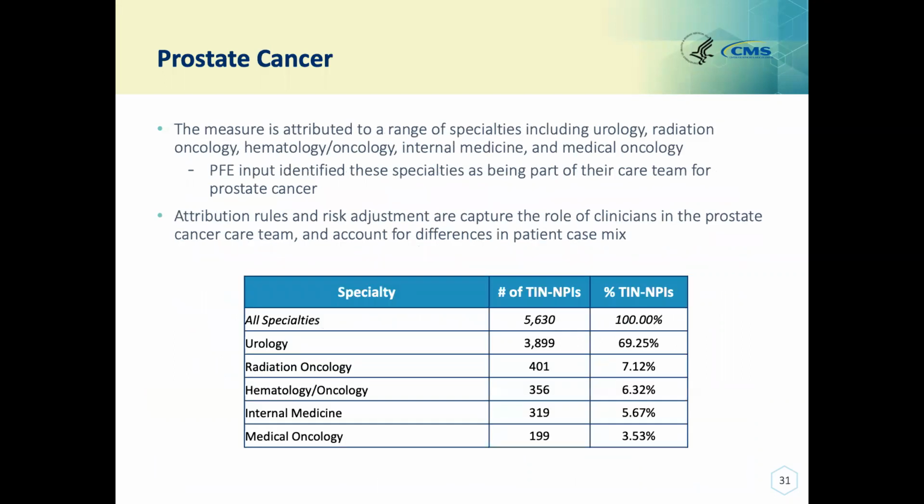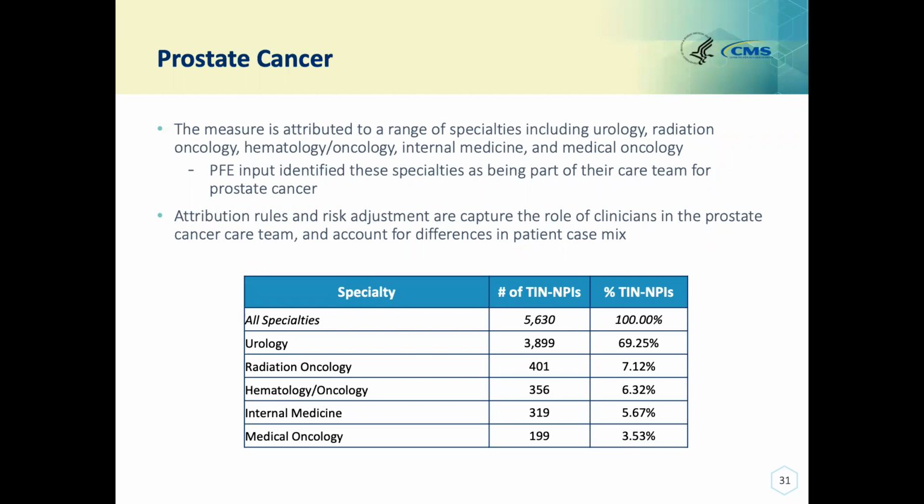This slide shows the specialties who are attributed using the attribution methodology described earlier, where we look for services indicating a particular care relationship. These include urology, radiation oncology, hematology oncology, internal medicine, and medical oncology. This also shows how the input from patients and caregivers is used to confirm empirical testing, as these specialties were all identified by our PFPs as being part of their prostate cancer care team.